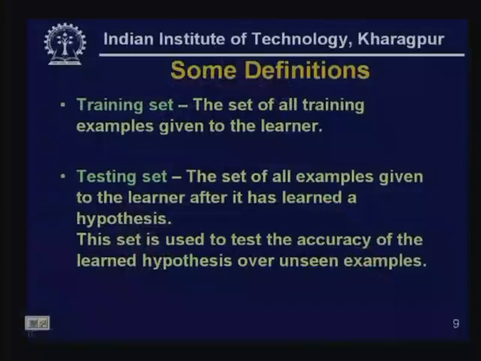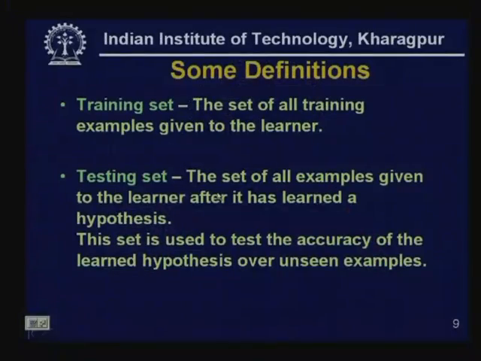The set of examples that you use for testing is called the testing set. These examples in the testing set should ideally not be known to the algorithm before it has learned the hypothesis. So, the testing set is the set of all examples given to the learner after it has learned the hypothesis. This set is used to test the accuracy of the learned hypothesis over the unseen examples.